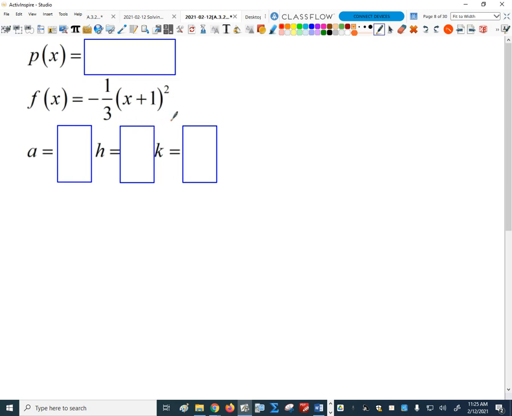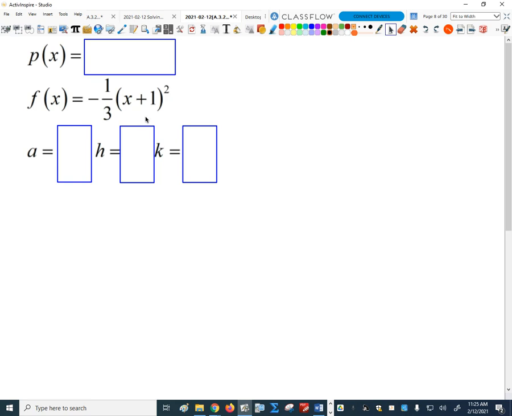Where's our starting point? Well, okay, it's p of x, but what's it equal to? Is it a square root of x? Is it an absolute value of x? What do we got going here? I don't see an absolute value here. So, what do you think? Anybody else got an answer for that?